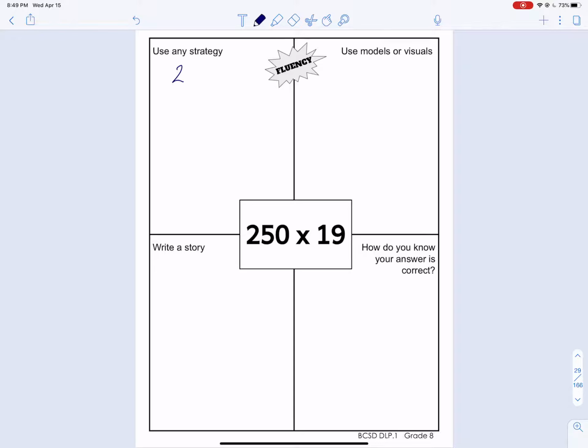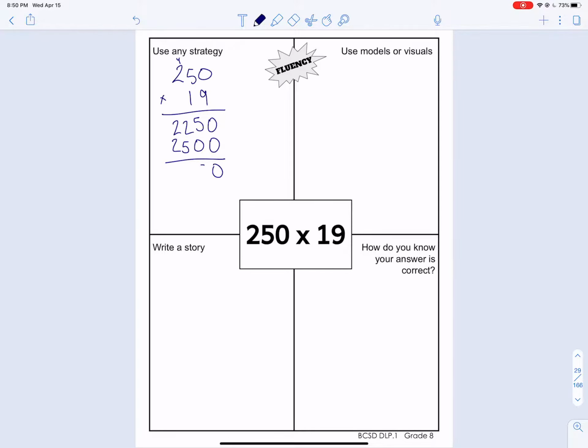250 times 19. Okay, so this should be a review from 4th grade or so. All right, so just multi-digit multiplication. 9 times 0 is 0. 9 times 5 is 45. 9 times 2 is 18, plus 4 is 22. And that is 0. So 1 times, so it's just writing the same thing down here.